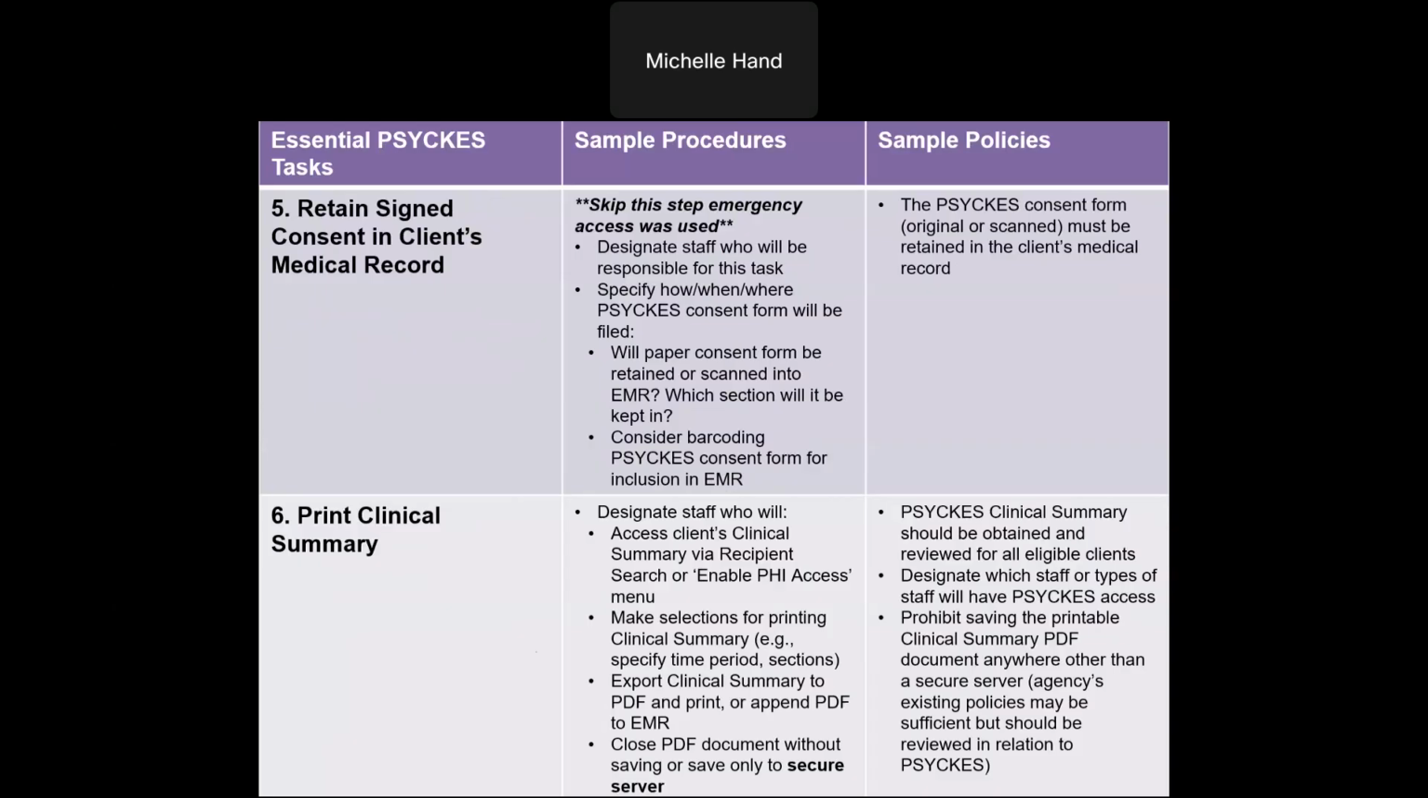Next would be to print the clinical summary. So you'll want to designate staff who will access that client's clinical summary. Make selections for printing. For example, you can select specific time periods or sections that you want to print. The clinical summary could be exported to PDF or Excel or appended to the EMR. And then you'd want to make sure the PDF is being closed without being saved, or if it's saved, you're saving it only to a secure server.